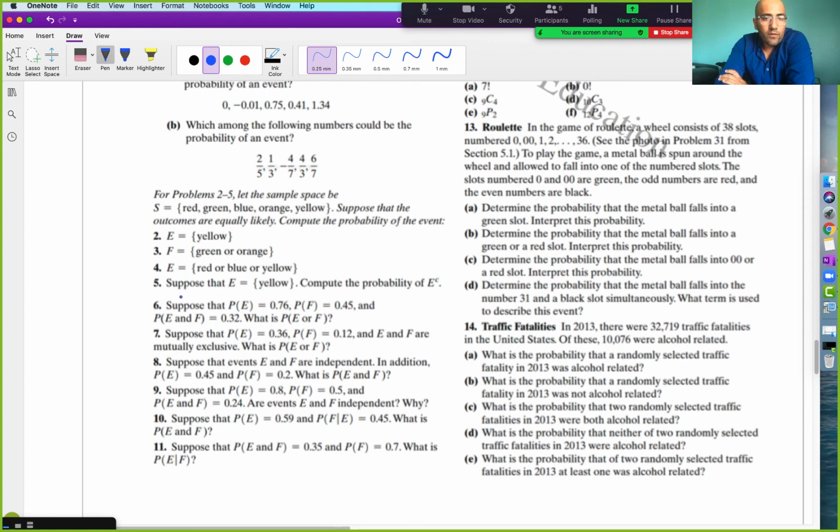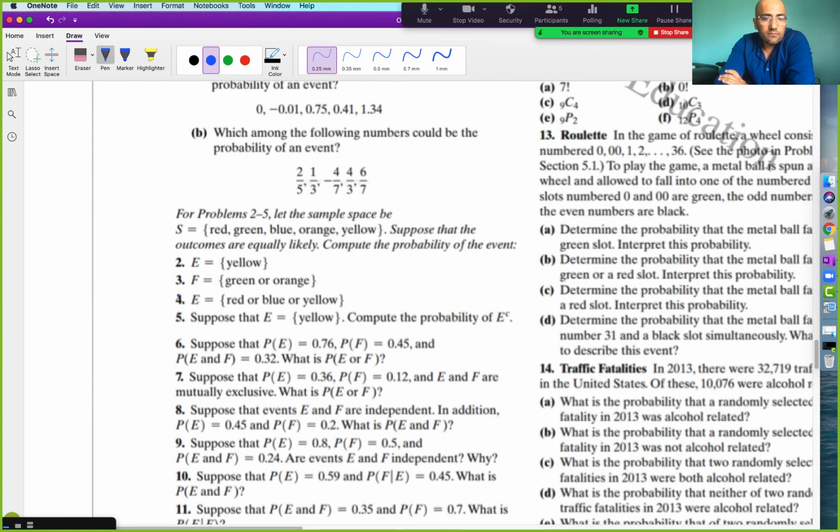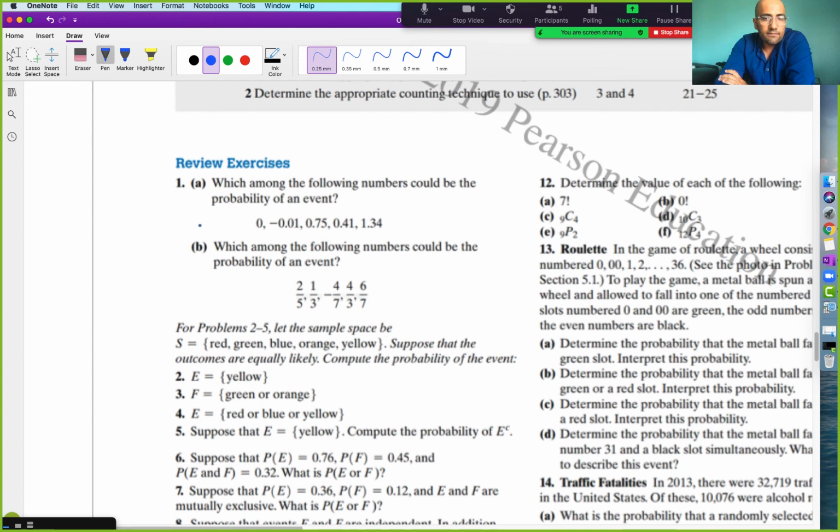Let's see. Number 1, A: which among the following numbers could be the probability of an event? We know that a probability must be a value between 0 and 1, inclusive of 0 or 1, but it cannot be bigger than 1 and it cannot be lower than 0. So this is eliminated because it's negative, and this one is eliminated because it's bigger than 1.